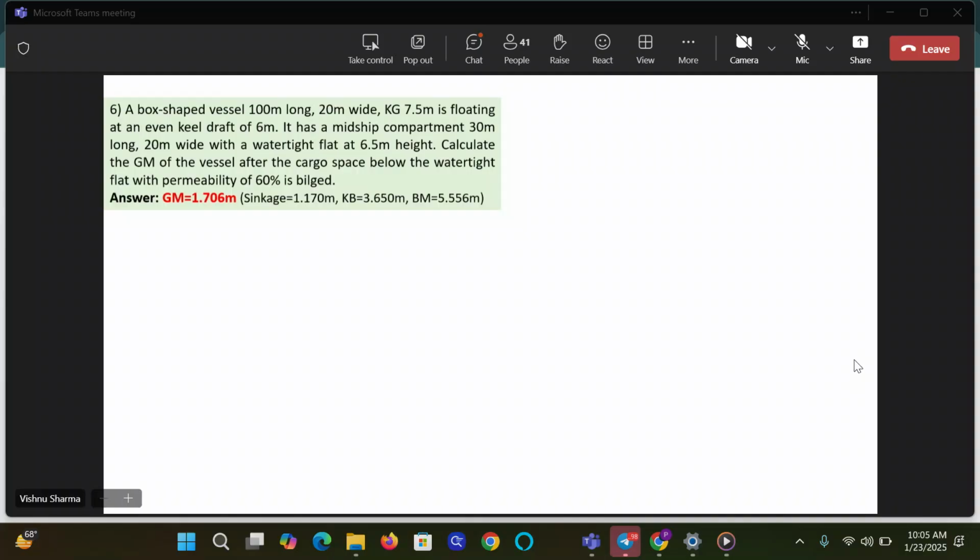I'll make the diagram and then you tell me if you made the same thing or not, or did you miss out anything, and if you need any clarification, let me know. Length 100 meters, breadth 20 meters, floating at a draft of 6 meters.